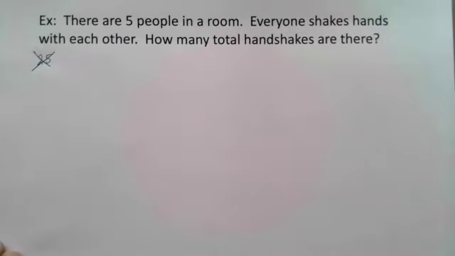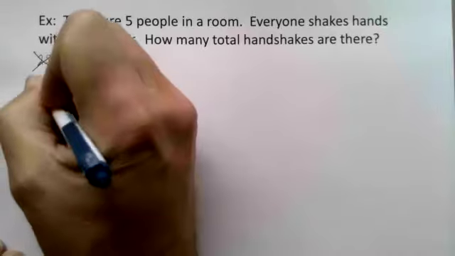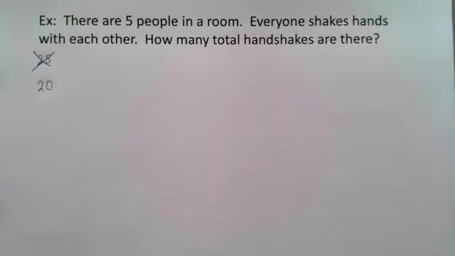So if you're a person in that room, you're actually only going to shake 4. Some people do 5 times 4 and they tell me the answer is 20. And that's a reasonable guess. It's wrong, but it's a reasonable guess. I understand how you could come up with 20 because you say, if I'm one of the people in the room, I'm going to shake 4 hands and everybody's going to shake 4 hands. So 5 times 4 is 20.